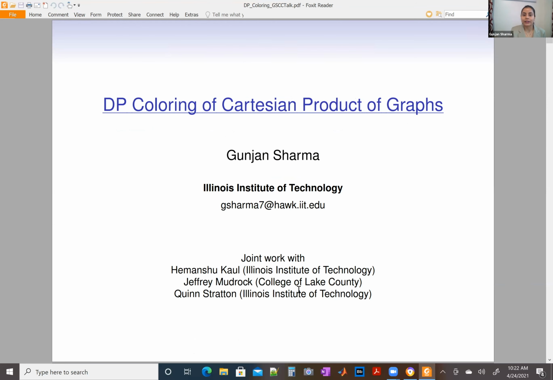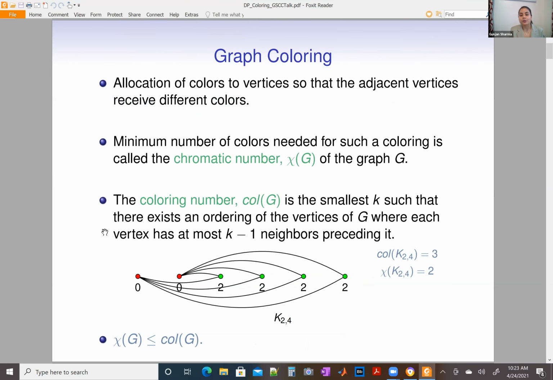And thank you everybody for being here today. As the title suggests, my talk is about DP coloring of Cartesian products of graphs. It is something that I've been working on a paper about with my research advisor, among others. This is joint work with Himanshu Kaul, my research advisor; Jeffrey Mudrock, his former student, who works at College of Lake County now; and Quinn Stratton, one of my fellow PhD students. He's not my student, but we both were Professor Kaul's students.